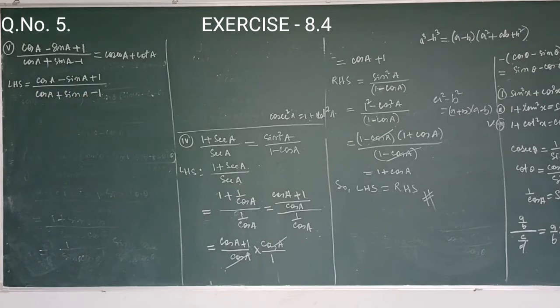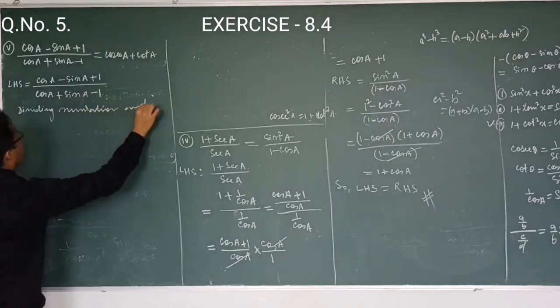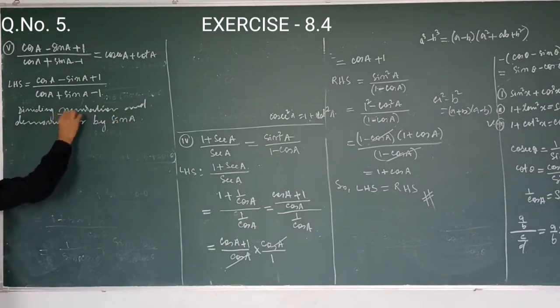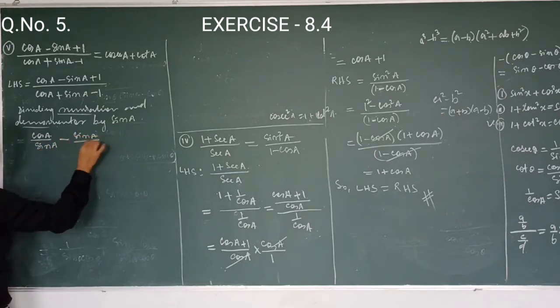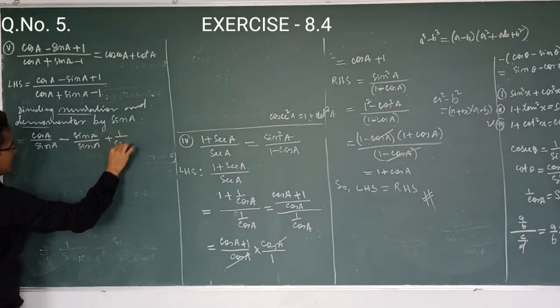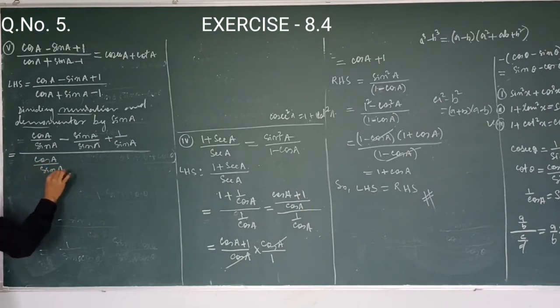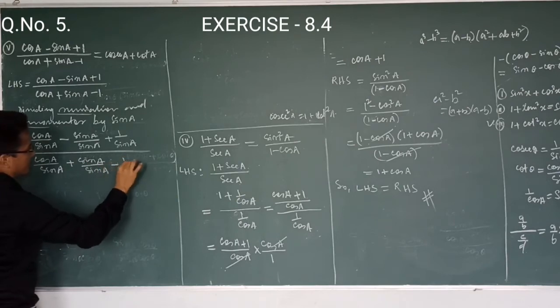Okay, so what can we do? We divide numerator and denominator by sin A. I'll write here: dividing numerator and denominator by sin A. Then this will become cos A by sin A minus sin A by sin A plus 1 by sin A. So the same we are going to divide in the denominator also: cos A by sin A plus sin A by sin A minus 1 by sin A.